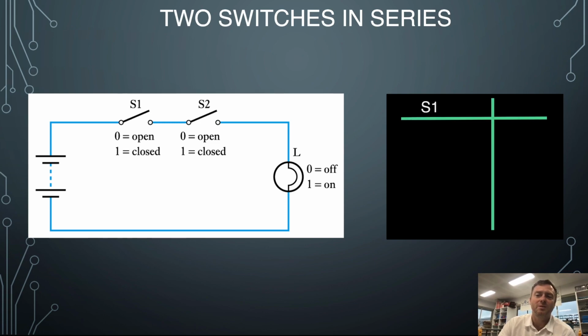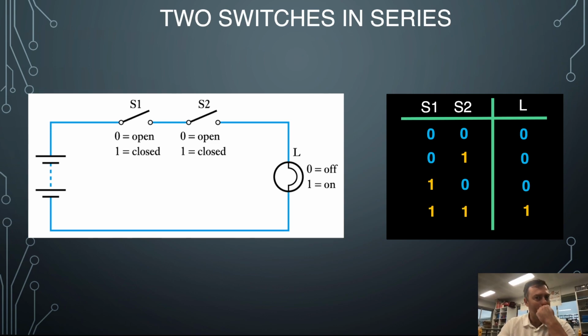So if switch one was 0, 0, the lamp isn't on. If it's 0, 1, it's still not on. If 1, 0, it means it's still off. And then if they're both down, you will then get a water flow happening, which is kind of cool. So that's how the lamp works.